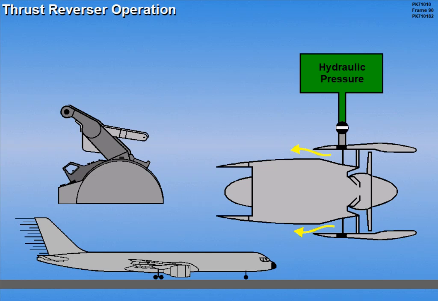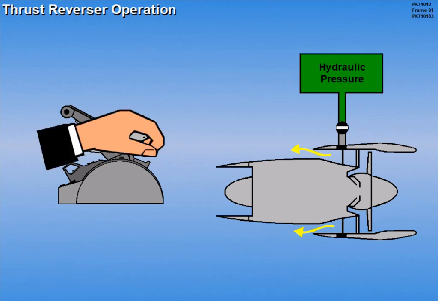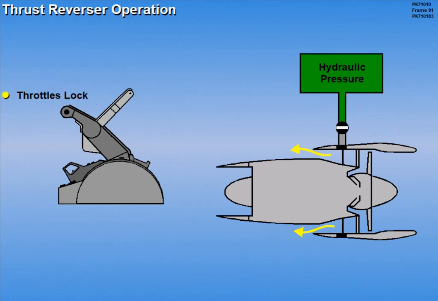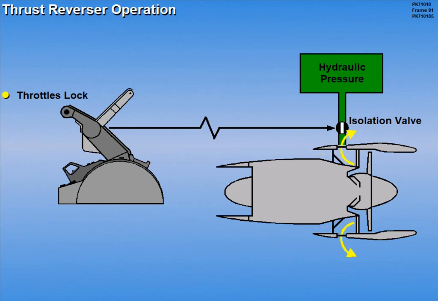Before the reverser lever can be raised for reverse thrust, the aircraft must be on the ground and the throttles in the idle position. Moving the reverser levers to the interlock stop position causes the throttles to lock in the idle position. A signal is sent to the respective reverse isolation valve, causing it to open, supplying pressure to the reverser. The reverser then unlocks, and hydraulic actuators move the reverser cowl aft.